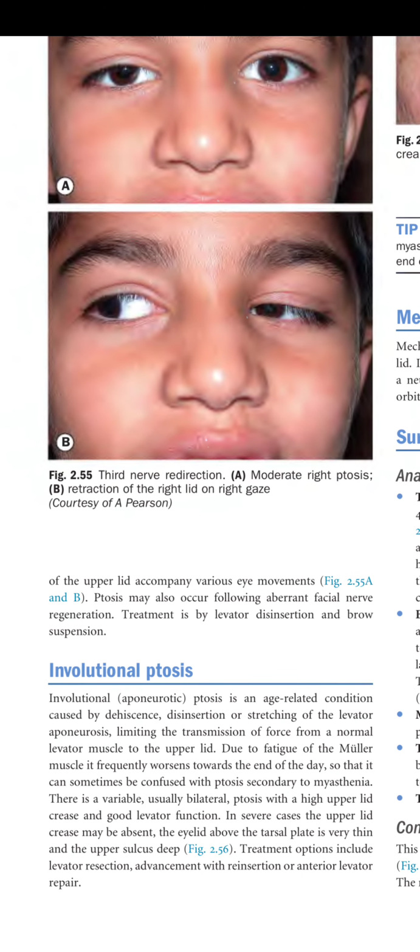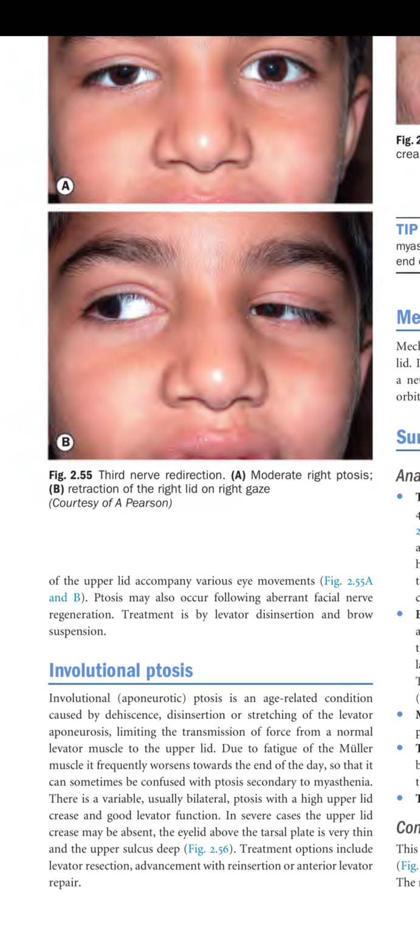Involutional ptosis is basically when the levator muscle gets weakened, stretched out, and disinserted. That is why involutional ptosis occurs. And one important thing compared to congenital ptosis is that there will be a high upper lid crease in these patients, and the ptosis will worsen on down gaze. Involutional or aponeurotic ptosis is an age-related condition caused by disinsertion or stretching of the levator aponeurosis, limiting the transmission of force from the normal levator muscle to the upper lid.